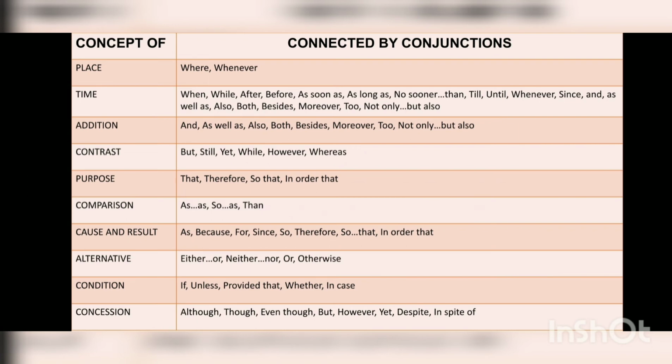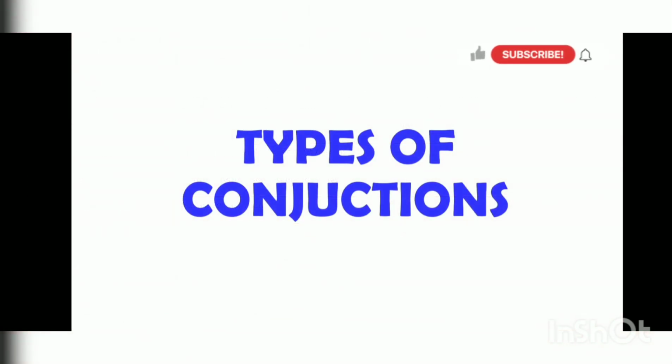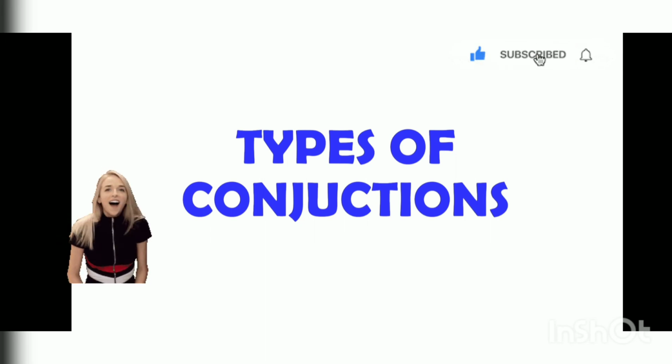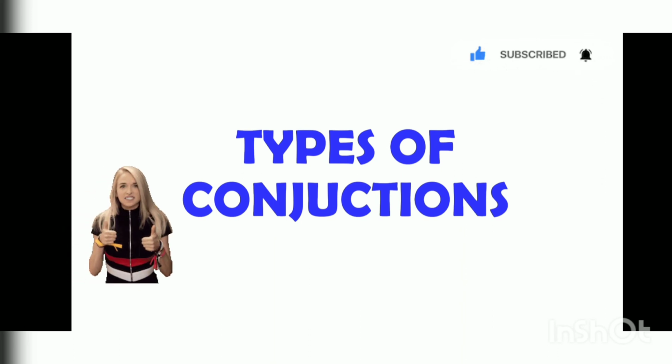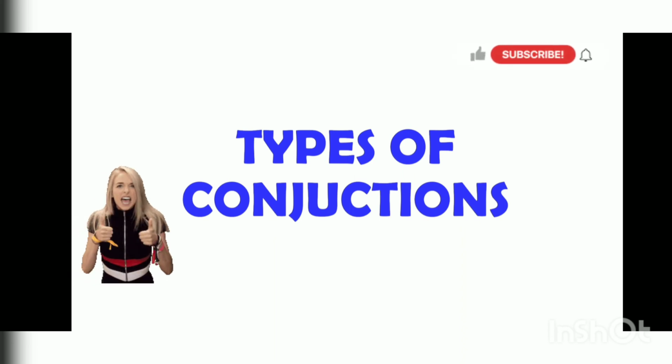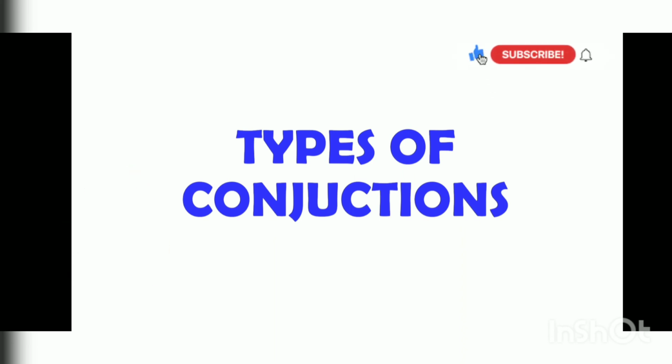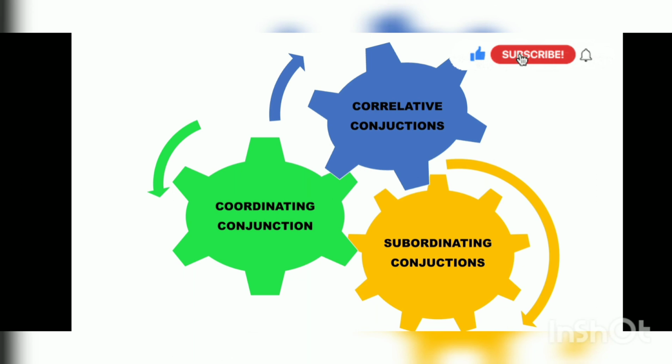Now moving ahead, what are the types of conjunctions? We have read about the definition of conjunctions. We know what the concepts related to conjunctions are and what words are used for those concepts. Now we will study what exactly the types of conjunctions are. So basically conjunctions are of three types: correlative, coordinating and subordinating. All these three types we will discuss properly in the next class.